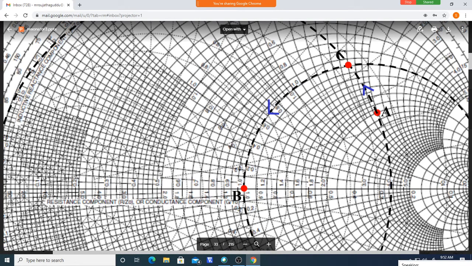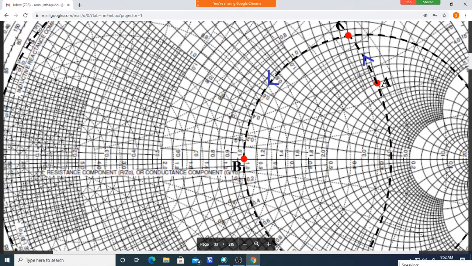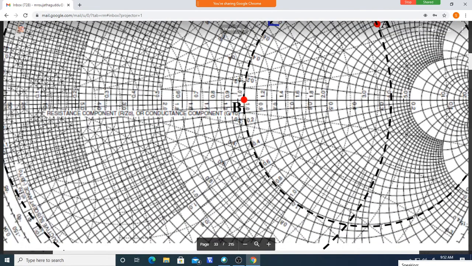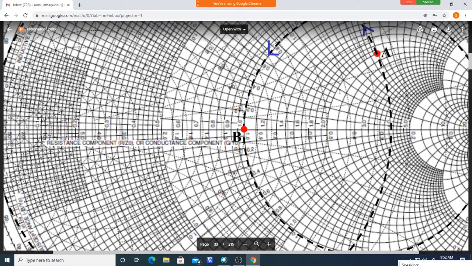Starting from here, if I move on the resistance circle like this, I cannot reach this circle. Either way I move, I will not reach it. If I move on the R is equal to 2 circle, I will go somewhere like this. It never cuts the R is equal to one circle.